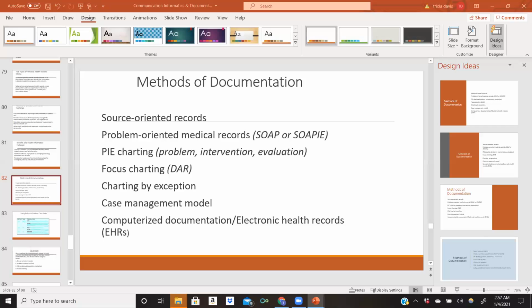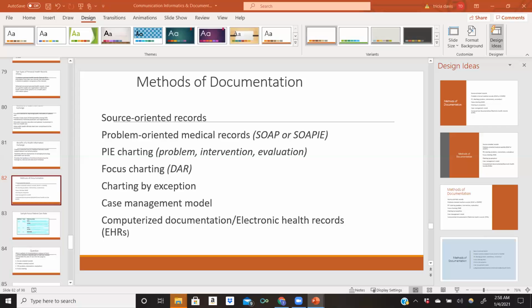So you could use the SOAP note. Some people call it a SOAP-E. I just call it a SOAP. The SOAP note includes subjective data, objective data, assessment, and then a plan. If you're doing SOAP-E, it's subjective data, objective data, assessment, plan, intervention, and evaluation. And then if you do SOAP-IER, the last one would be response. The R would be for response. Then you have PIE charting, which is your problem, your intervention, and your evaluation. There's a lot of different types of documentation you can use.